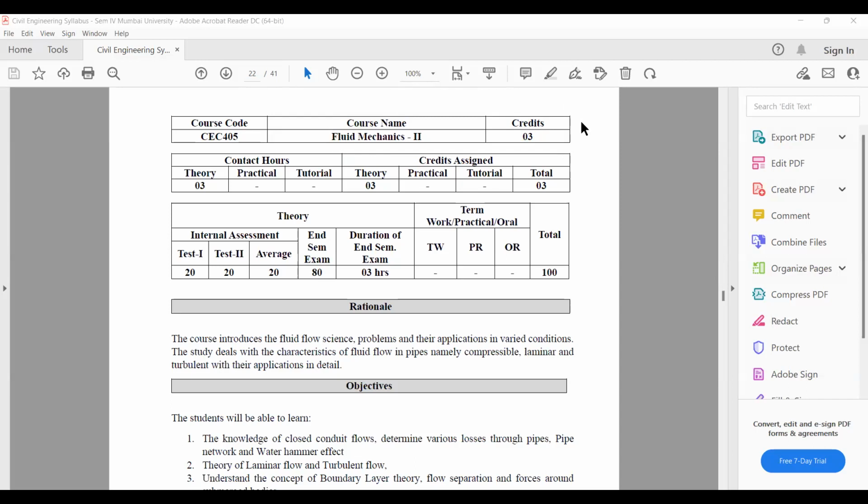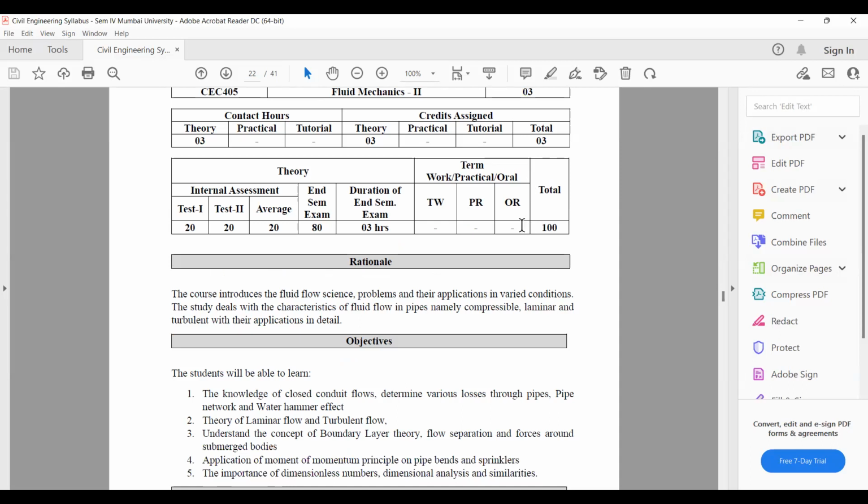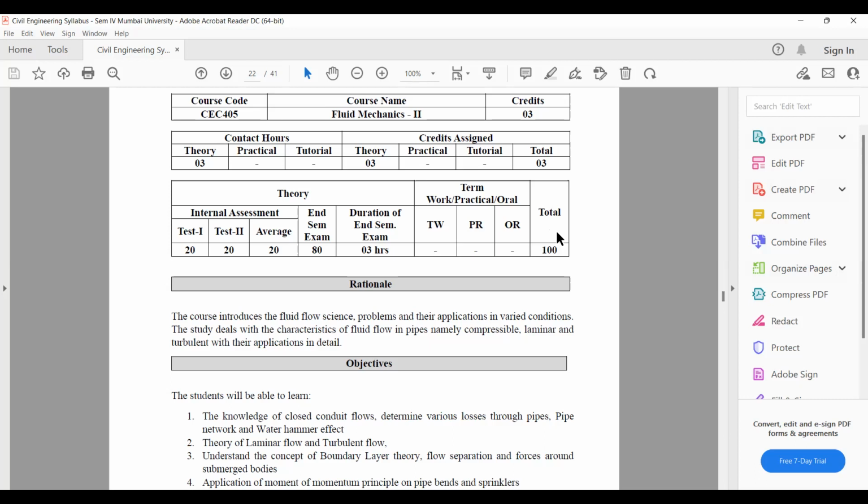This is our FM2 syllabus. The credit assigned to this subject is 3. There is no oral exam for the theory, no practical exam, and no term work for this subject. There will be two unit tests, unit test 1 and unit test 2, of 20 marks each, and the average will be taken of 20 marks. The end semester exam will be of 80 marks. Is it clear? Please give me confirmation. Yes, sir.